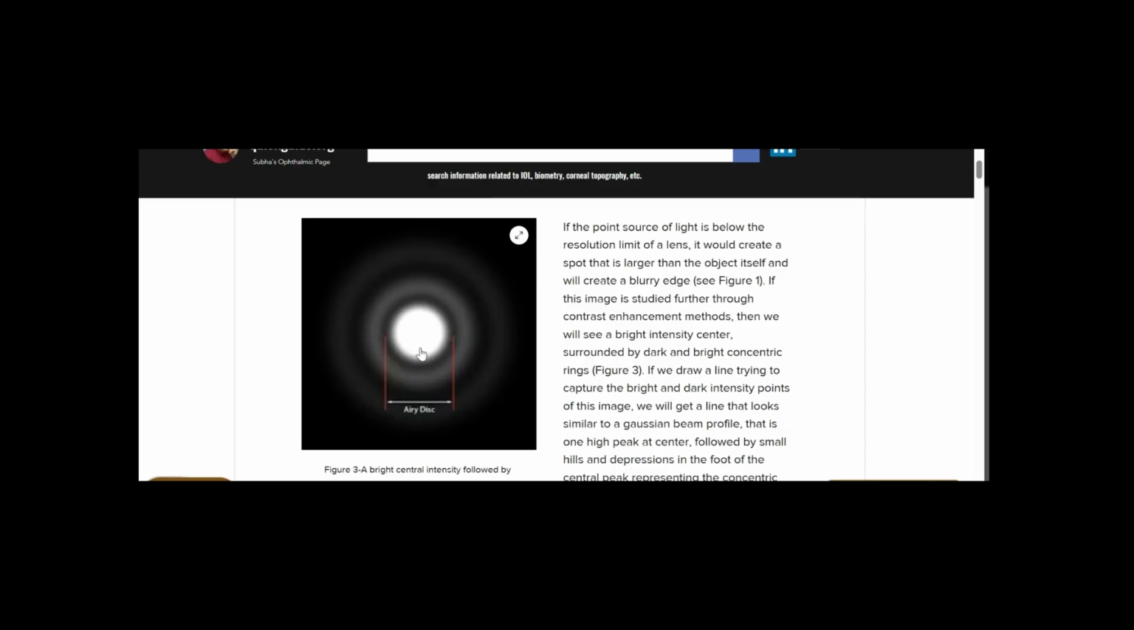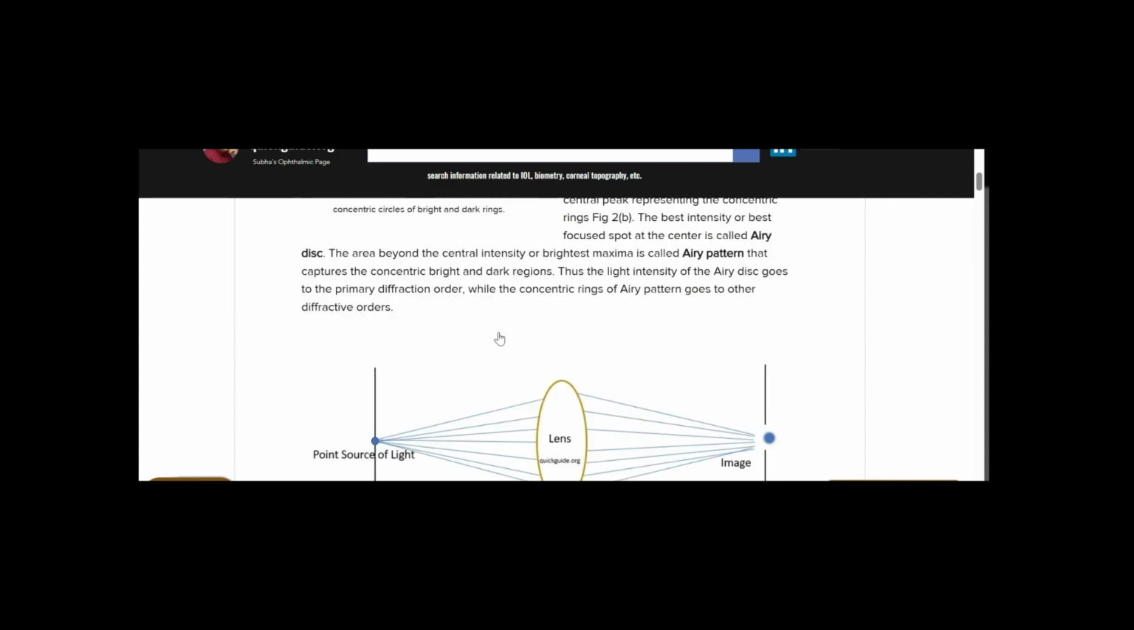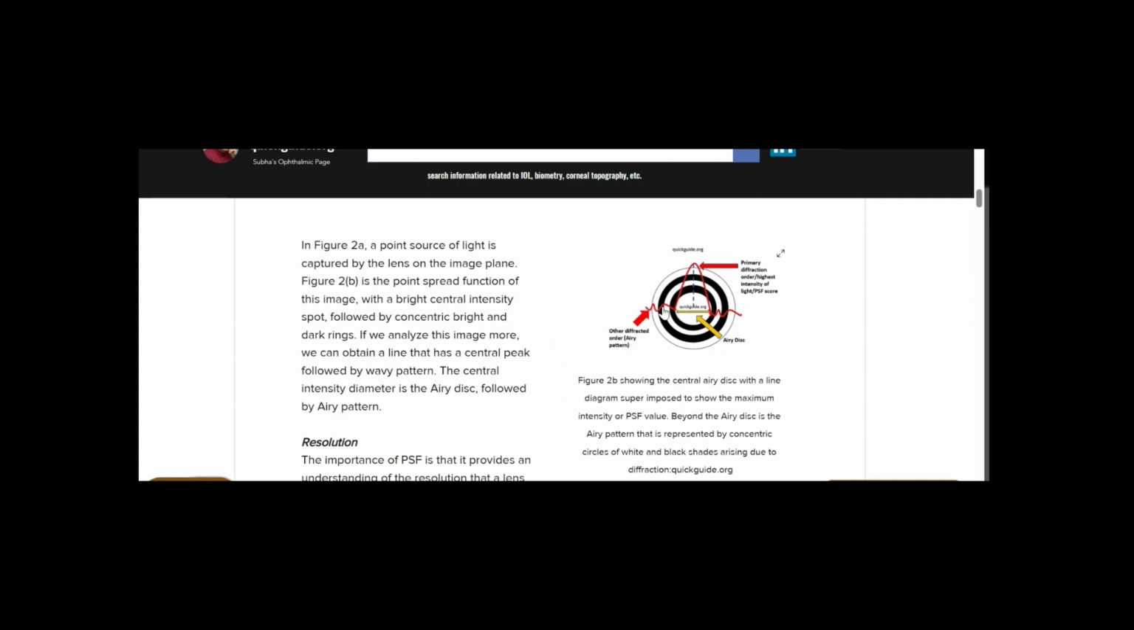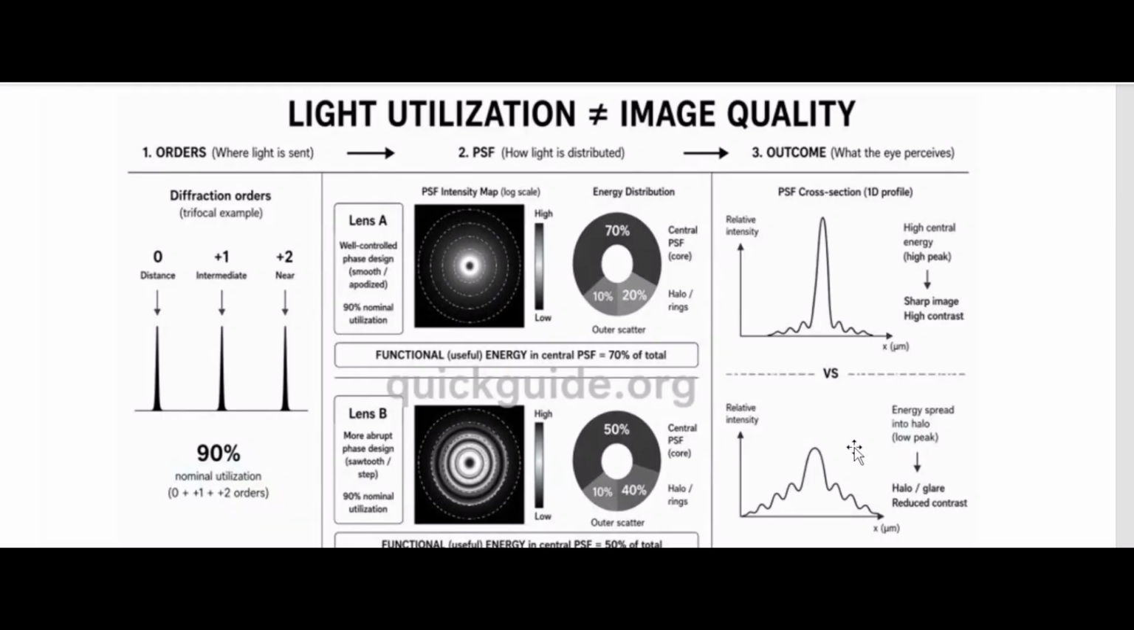In my article, I have explained that this is the Airy disc. This is what actually contributes to the image quality of the patient. But more light goes to this Airy pattern, that is, the concentric rings over here. That light creates halos and glares for the patient. So, the original question: whether very high light utilization by diffractive IOLs always leads to better image quality, the answer is no to me.